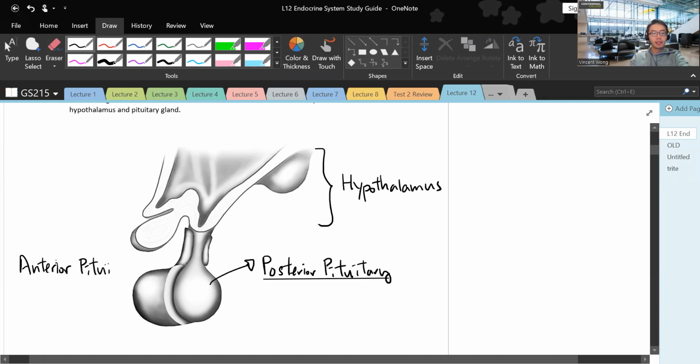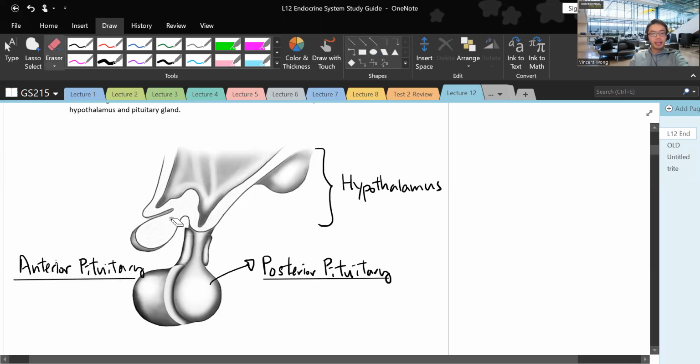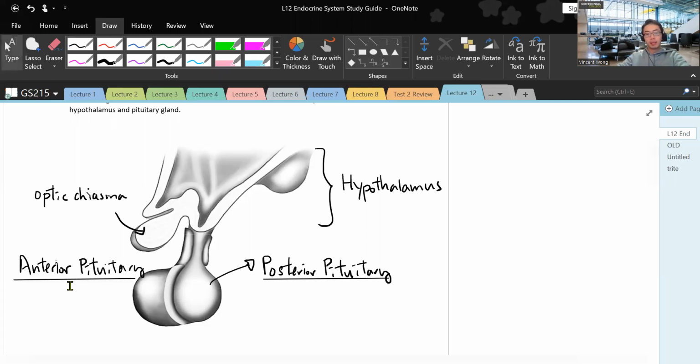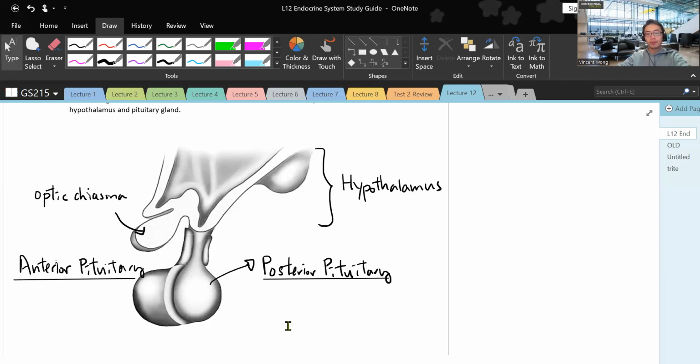pituitary. Now you might wonder, well, how do we know which one is anterior and which one is posterior? Well, you can kind of tell by looking for this thing here. Okay? This is always facing the front of the head, and that actually is the optic chiasma. That's where the optic nerve from the eyeballs cross the middle, right? We learned that in the sensory structure in the last unit. And that's what this little point is. It's located between the hypothalamus and the pituitary gland. All right.